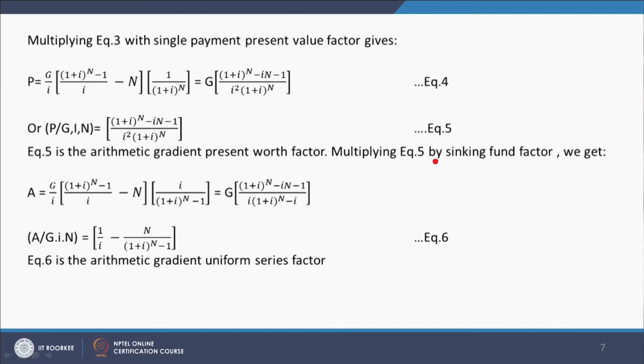Multiplying equation 5 by the sinking fund factor we get the following. Now, if we want to find the value of A, that is the annuity, then we can multiply this with the sinking fund factor to give you this value. So, we can write down the arithmetic gradient uniform series factor as A by G, i and n, is equal to 1 by i minus n divided by ((1 plus i) to the power n minus 1).